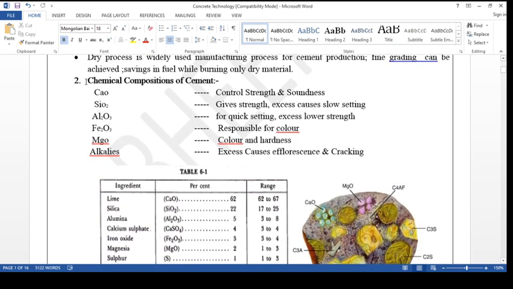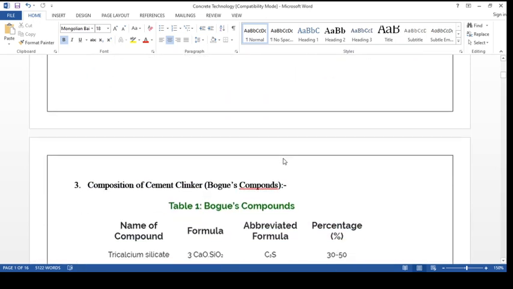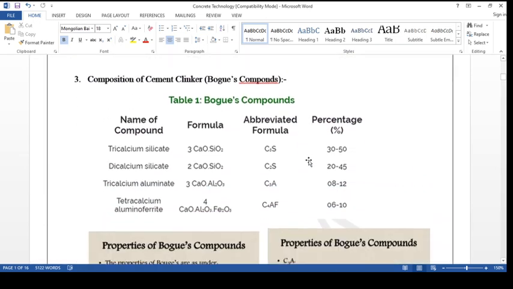And here are some chemical compositions; almost all of these are very important. CaO, SiO2, Al2O3, Fe2O3, MgO and alkalies. And I told you now the percentages of lime, silica, alumina, calcium sulfate, iron oxide, magnesium and alkalies. Just remember these also. And Bogue's components.